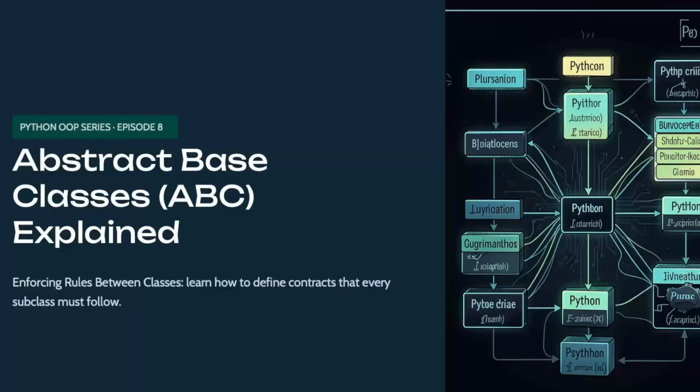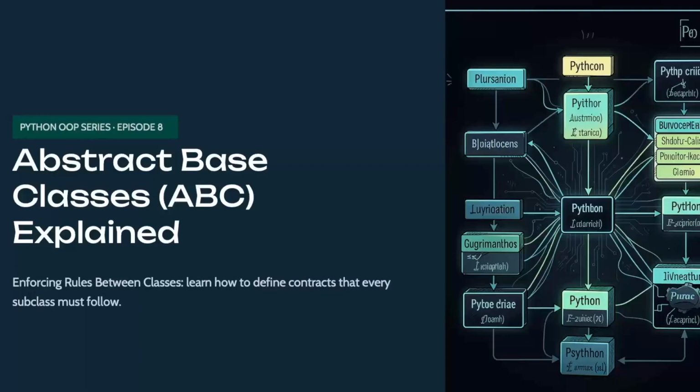But polymorphism has an important problem. What happens if a developer creates a new class and forgets to implement one of the required methods? The code might look perfectly fine, but the bug may not appear until much later when that class is actually used. Professional software systems try to catch these mistakes as early as possible.